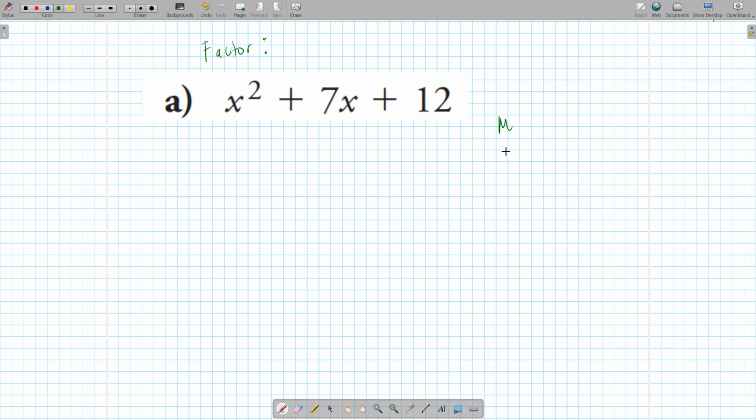We're going to use the man method. Now what is the man method? We're looking for a set of numbers. When you multiply them, you get the product of the first coefficient and the last coefficient, which is 1 times 12, so 12. And when you add them up, you get the middle coefficient of 7, always. What are the two numbers that satisfy these conditions? When you multiply them, you get 12. When you add those two numbers, you get 7.